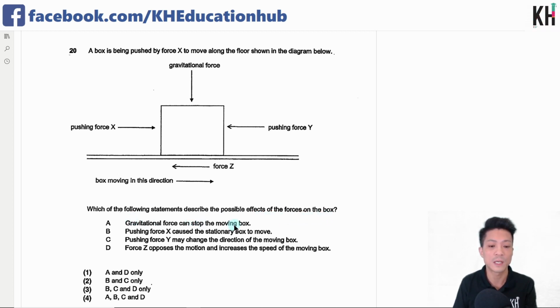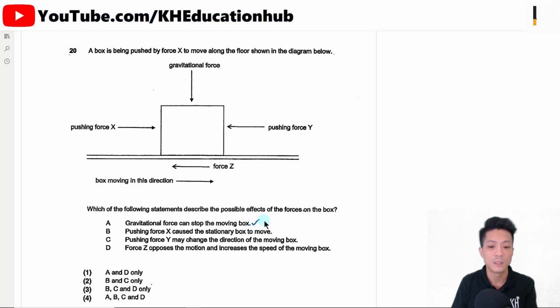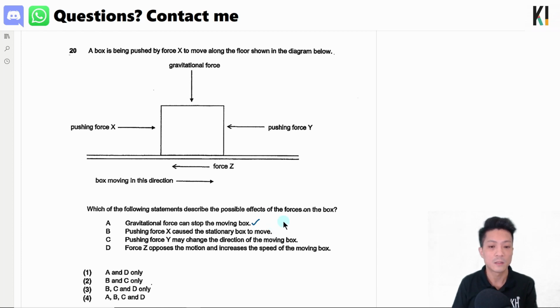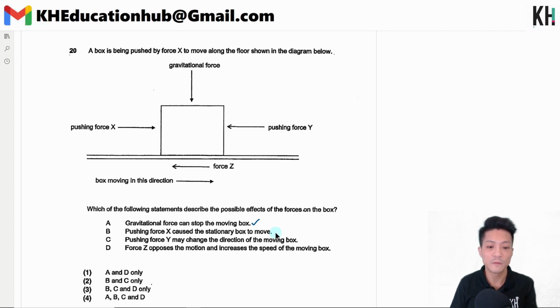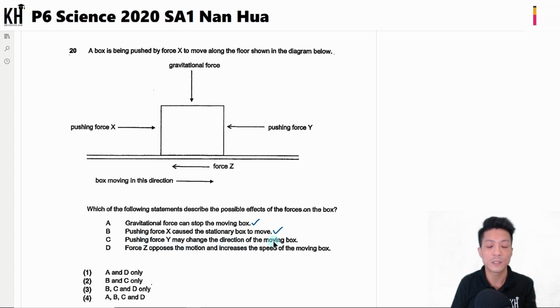Okay, gravitational force can stop the moving box. Gravitational force, yep. Okay, just imagine a situation where there's no gravitational force, and if you apply a pushing force, then the object will probably keep moving without any interference of other forces. Pushing force X caused the stationary box to move. Okay. Pushing force Y may change the direction of the moving box. Yes, that is provided if pushing force Y is greater than X.